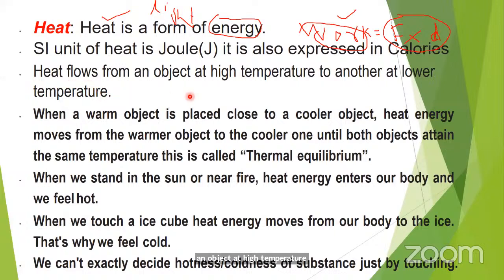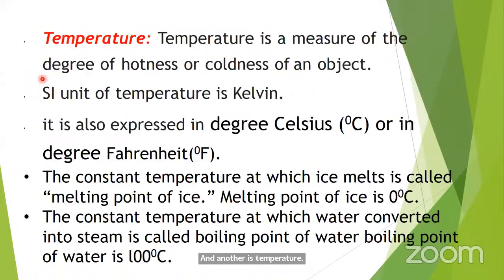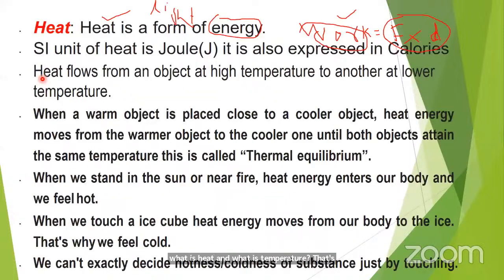Here we are using two different words. One is heat and another is temperature. What is heat and what is temperature? That's what we should know. Heat is a form of energy which flows from a hot body or warm body to the cool body. Energy that flows from a hot body to a cold body. So here we are using temperature, and we will discuss today in this session what is temperature. The degree of hotness or coldness is called temperature.